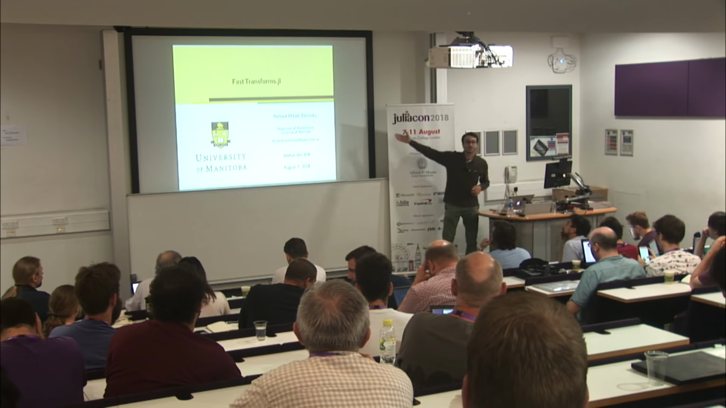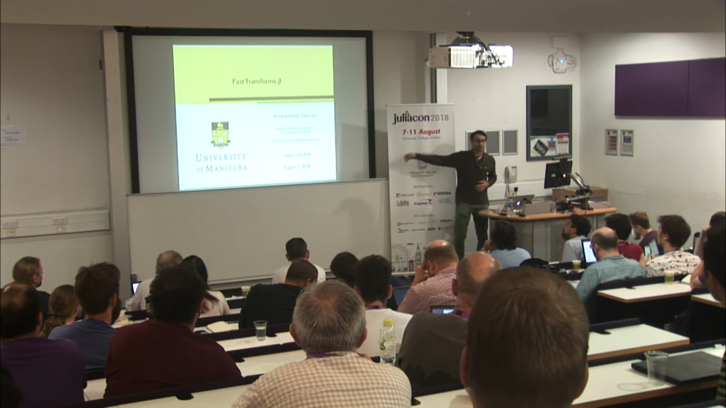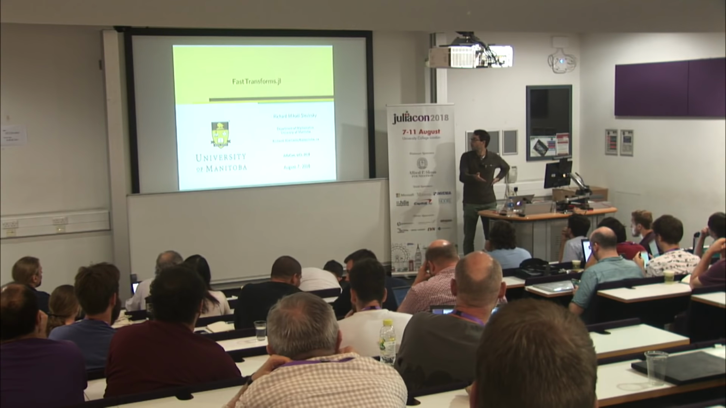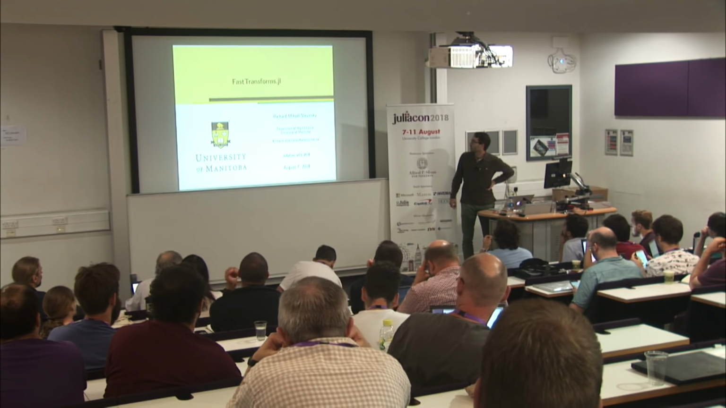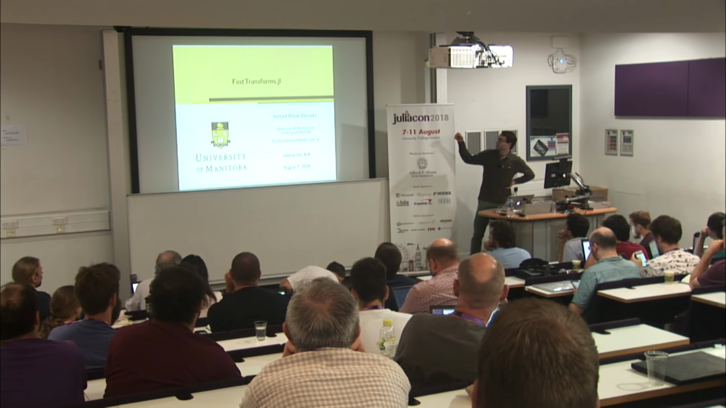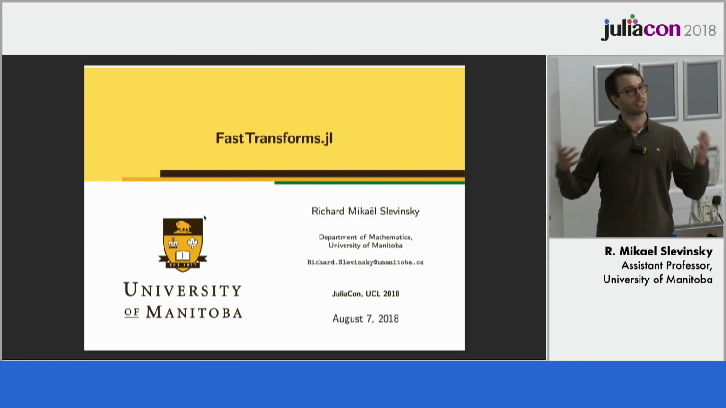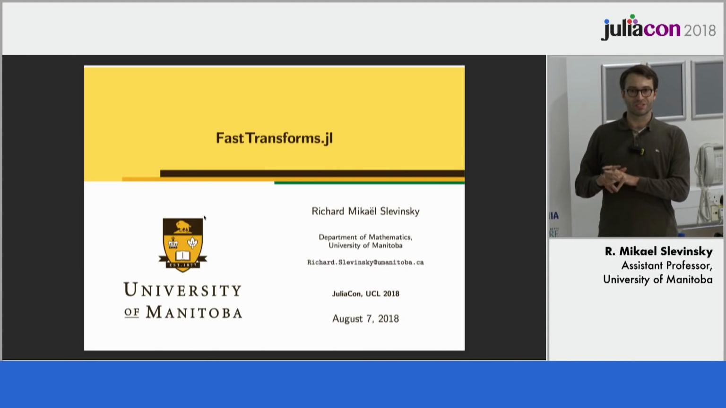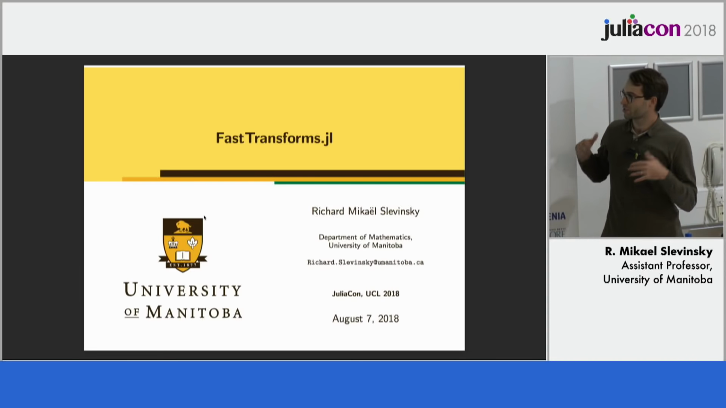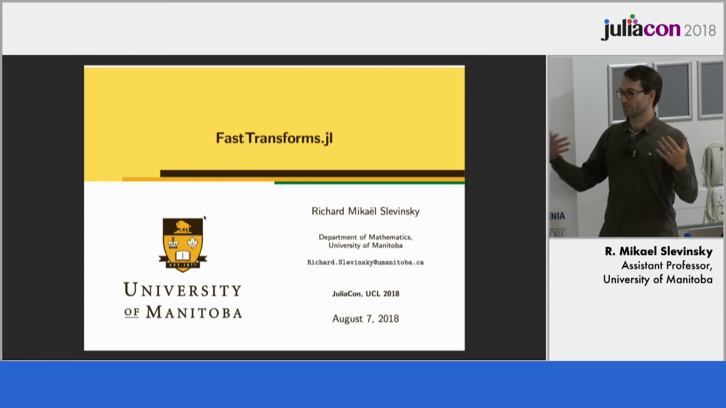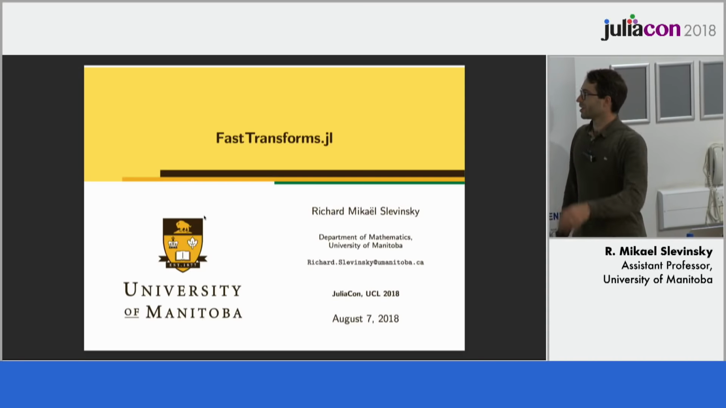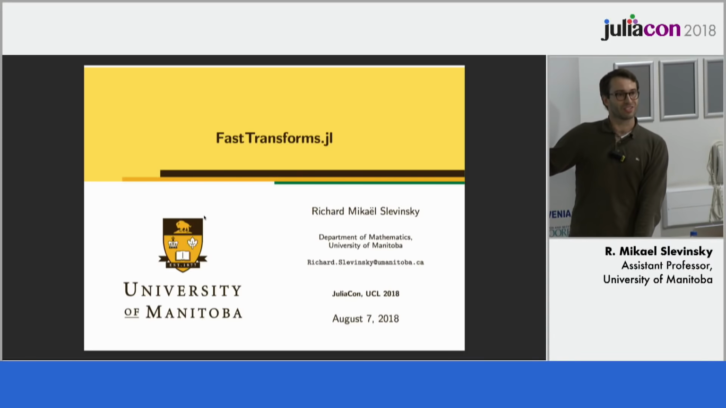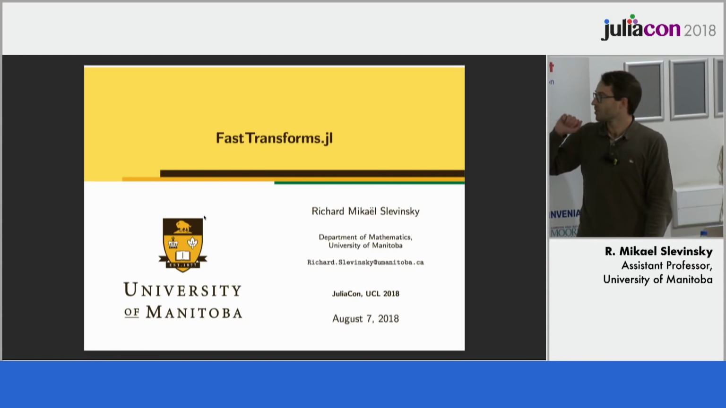Hi, my name's Mikhail Slavinsky, and I'd like to talk to you about fast transforms. If you were here for the first session by Sheehan Olver, or the first speaker, he would have mentioned this. It's a plug-in package to the approximation ecosystem, and it's sort of unusual in the Julia sense where, I mean, it does use types, it does use multiple dispatch, it does use all these fancy things, generated functions, macros, but the main product is literally just a set of functions.